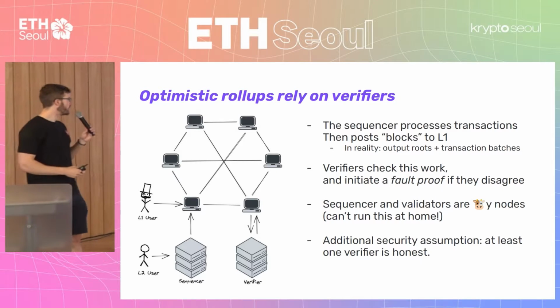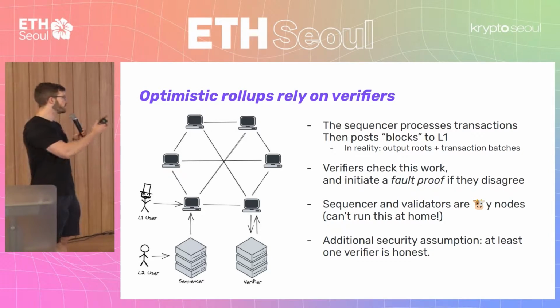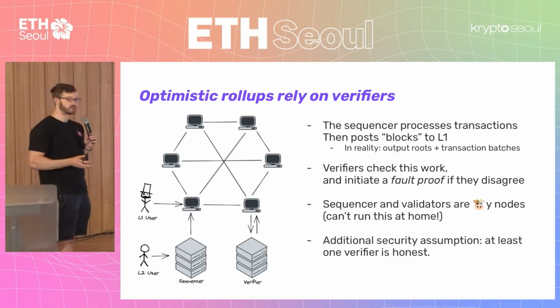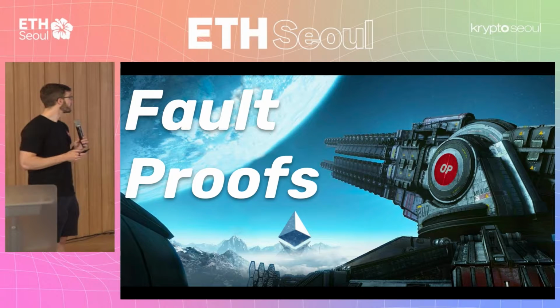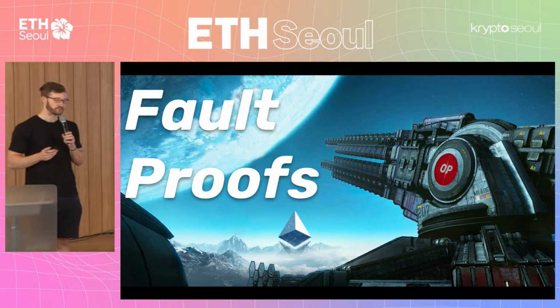So compared to Ethereum, it's almost as secure. There's only one security assumption that is added. And this security assumption is that there's at least one verifier that exists that is honest. You only need the one, and then you're fine. Okay, so the next step is explaining these fault proofs.